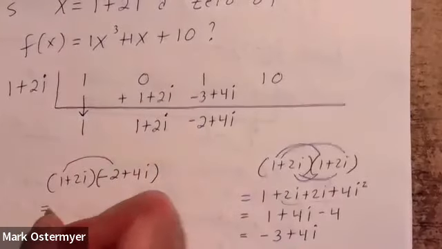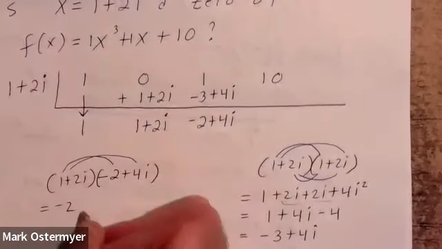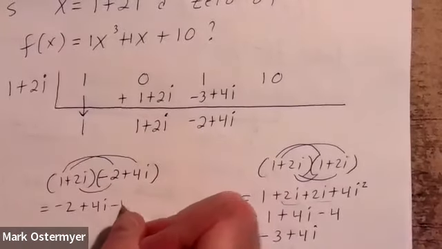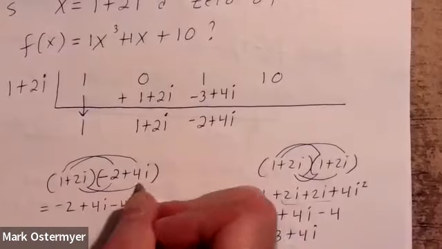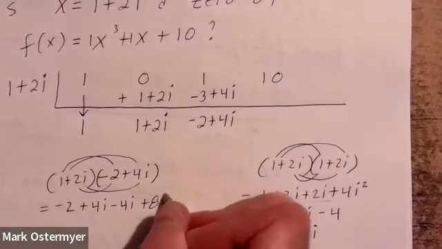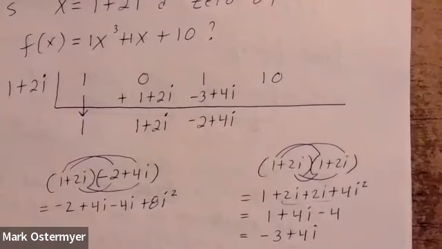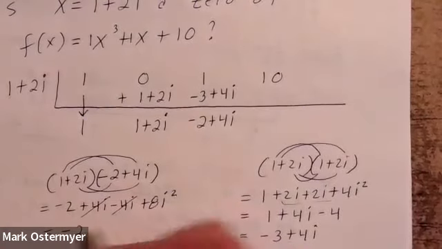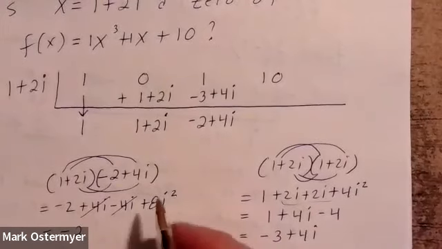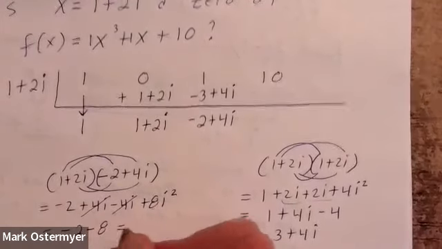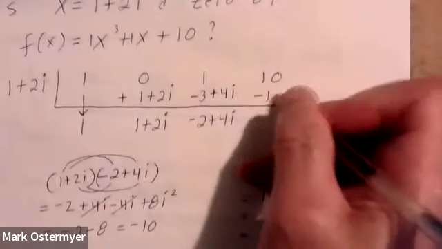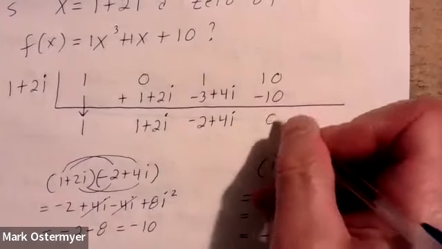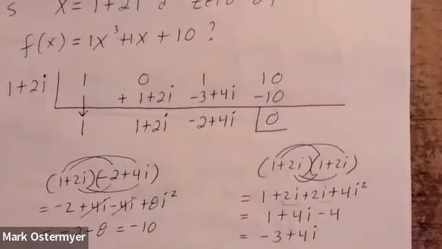1 times negative 2, negative 2. 1 times 4i, 4i. 2i times negative 2, negative 4i. 2i times 4i, 8i squared. What happens to the two middle terms? They're gone. We're left with negative 2, and this is 8 times a negative 1, which is minus 8. What do these add up to? Negative 10. Bring it up, add. What does this give us for a sum? 0.